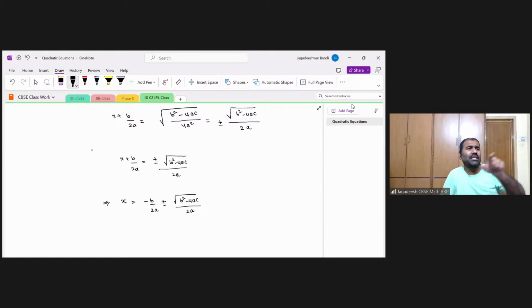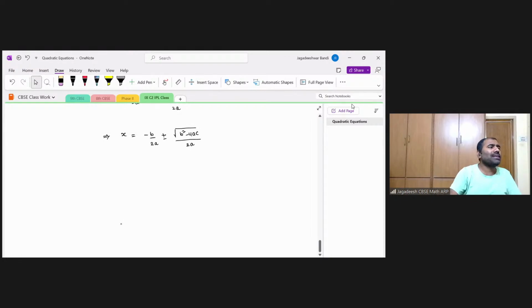Fine. Now, when the denominators are same, we can either add the numerators or subtract the numerators. So finally, we get x as minus b plus or minus square root of b square minus 4ac whole divided by 2a. So for a quadratic equation, the roots, if any teacher asks, are minus b plus or minus square root of b square minus 4ac by 2a. This is how we get the roots.